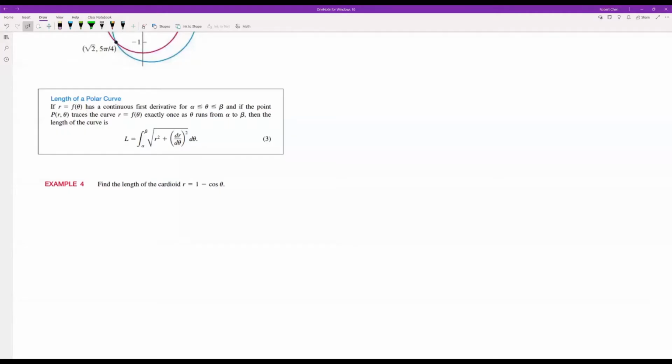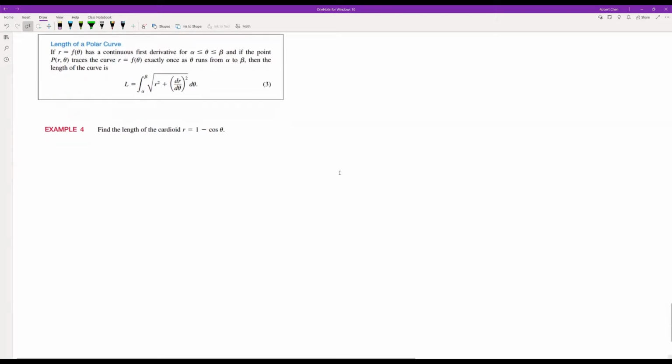All right, the second part of this section, let's look at the length of a polar curve, something similar to arc length. We have the formula right here: the integral from alpha to beta of the square root of r squared plus (dr/d theta) squared, d theta. So, a very straightforward formula. Let's take a look at example 4.